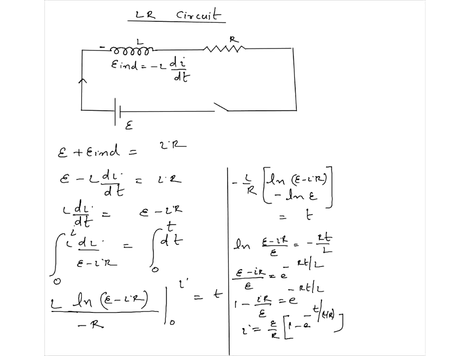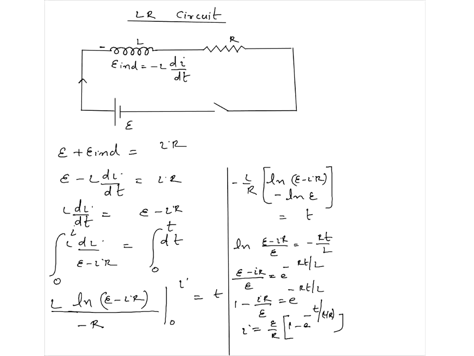Now let's do the math. There are two cases, just like in the capacitance discussion, RC circuit, where there was charging and discharging. Here there is growth and decay. These are the two cases, growth of current and decay of current. Inductor doesn't like either of these two. It just wants constant current.